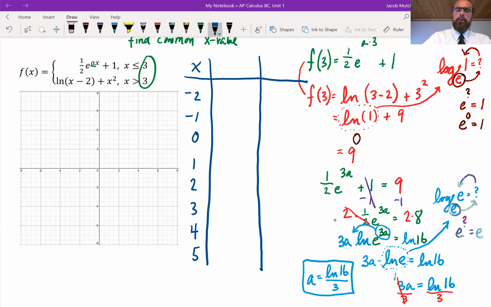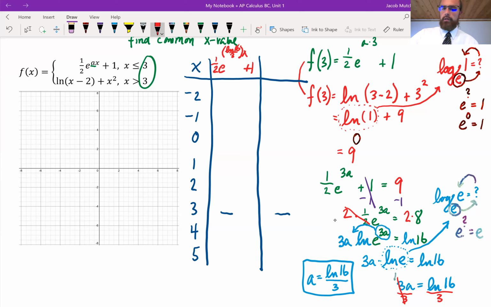And what we're really looking for is that cutoff of 3. Those y values should be the same. So the first function is going to be 1/2 e to the power, instead of a, I'm going to put natural log of 16 over 3. It's a lot to write, but that's what it is. x, and then plus 1.